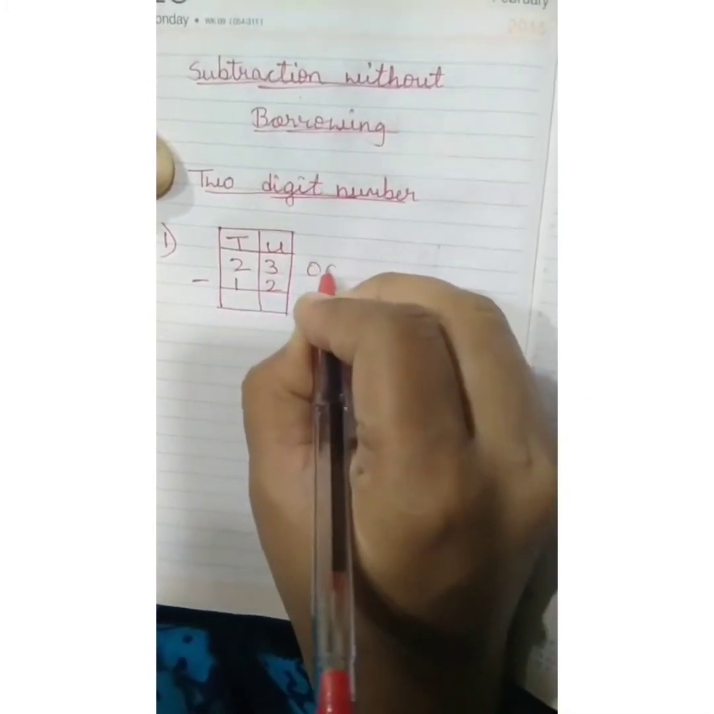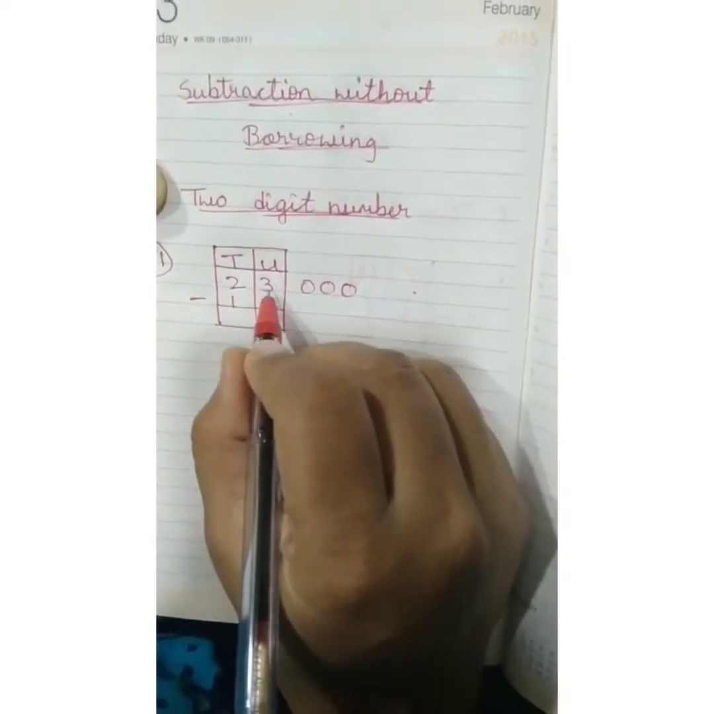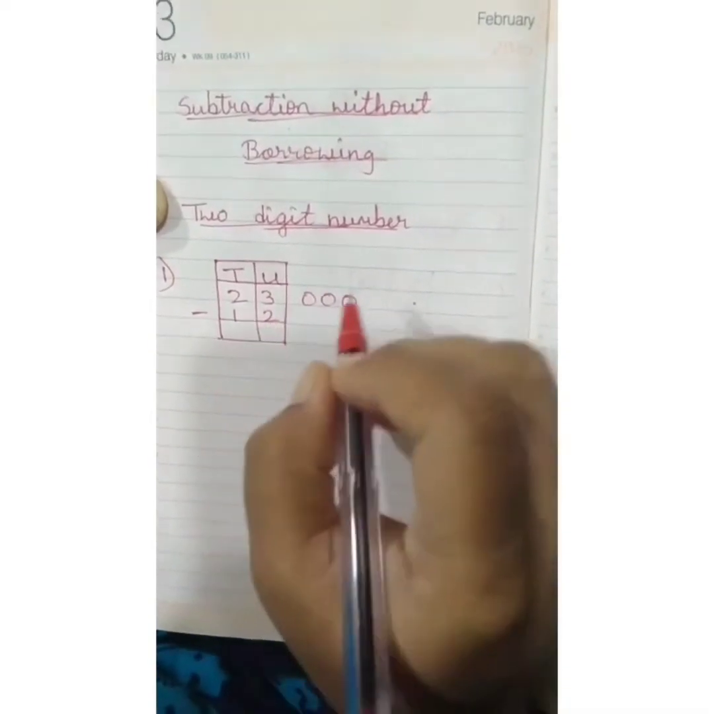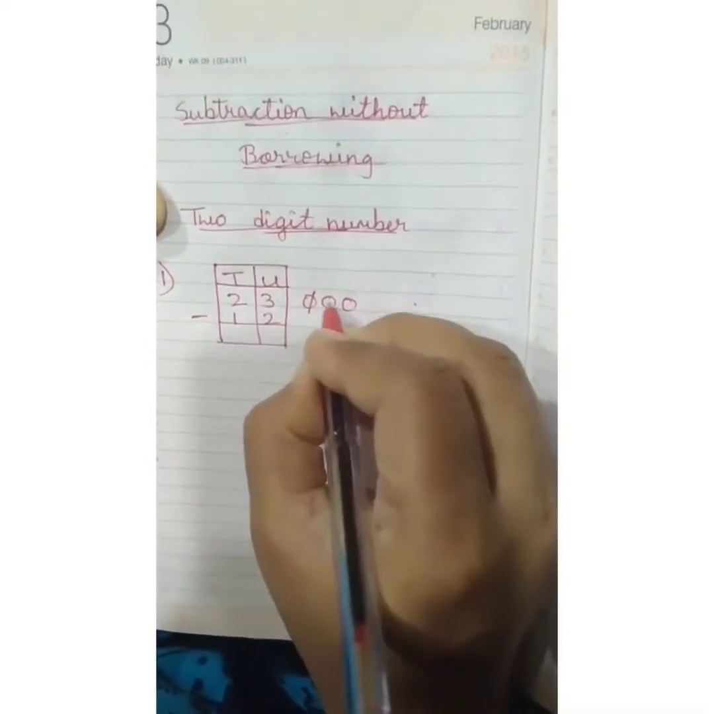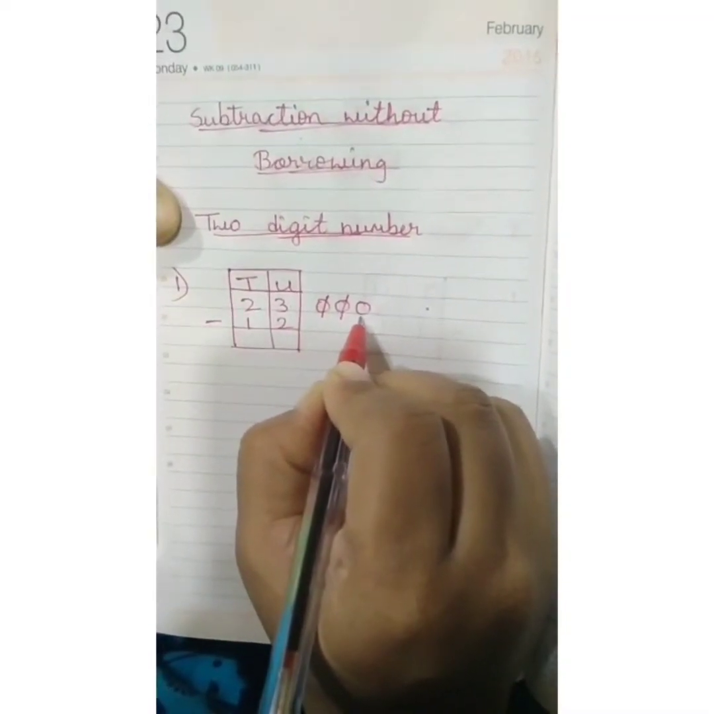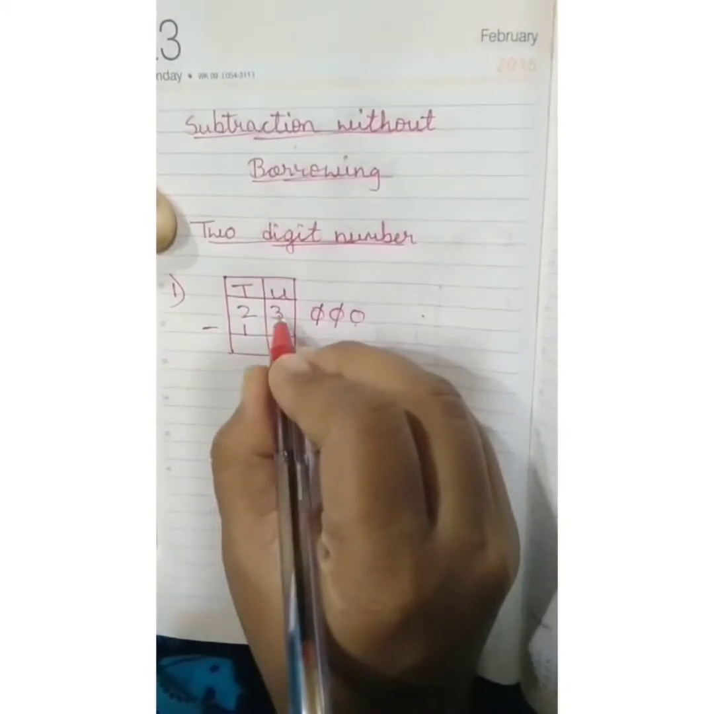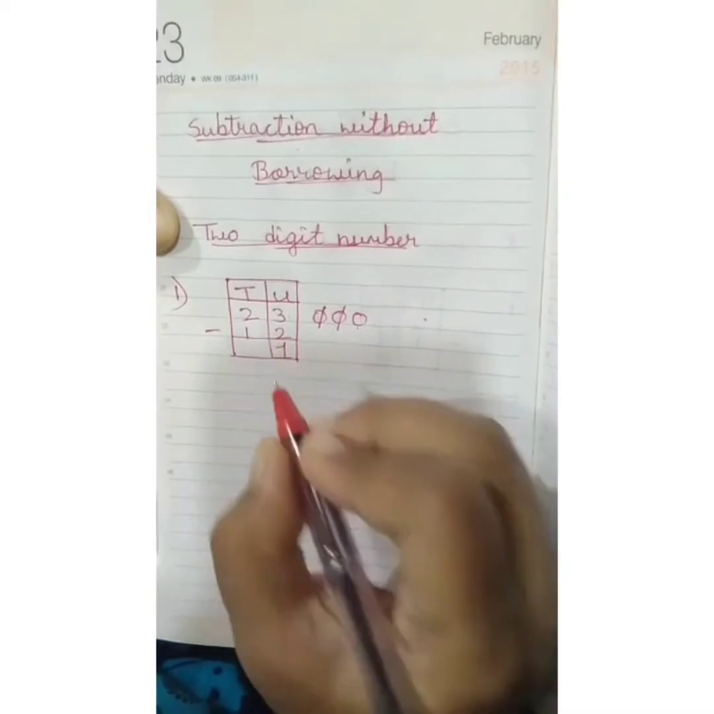3 circles. 1, 2, 3. From 3 we have to minus 2. So 1, 2. So how many circles are remaining? 1. So the answer is 3 minus 2 is 1.